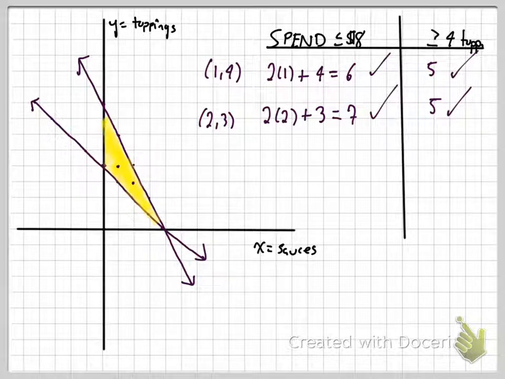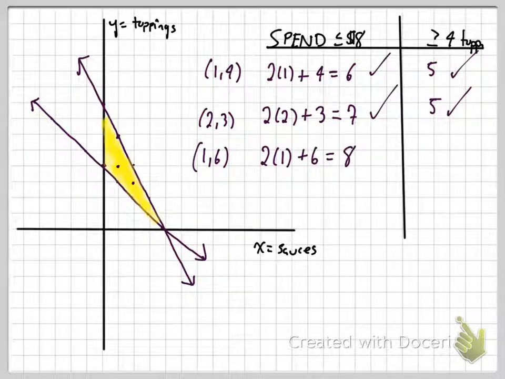Since these inequalities are both dealing with less than or equal to and greater than or equal to, my line's solid, which means that anything that's on the line could be considered a solution as well. So a coordinate like (1, 6), for example, $2 per sauce, plus 6 for other toppings is $8. Since my budget is $8, I could spend up to $8, so I'd be good to go there. That would give me 7 toppings, so I'd also be good to go there.